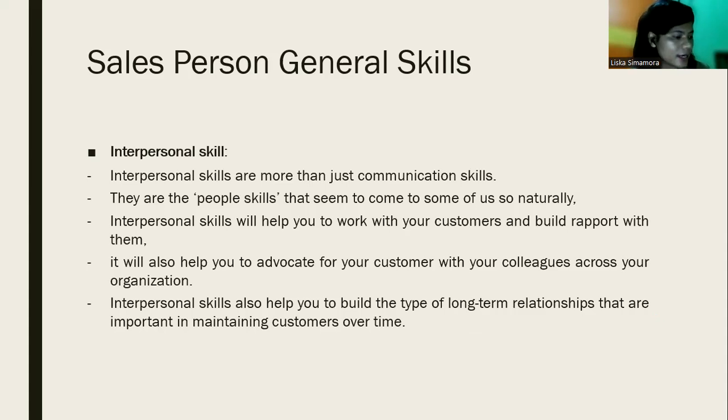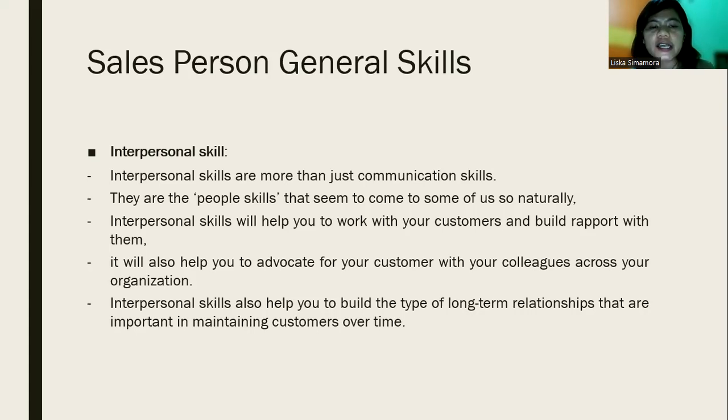The next skill is interpersonal skill. Interpersonal skills are more than just communication skills. These interpersonal skills are the people skills that seem to come so naturally to some of us, in how I interact with another. Some people think, I was born with that skill.